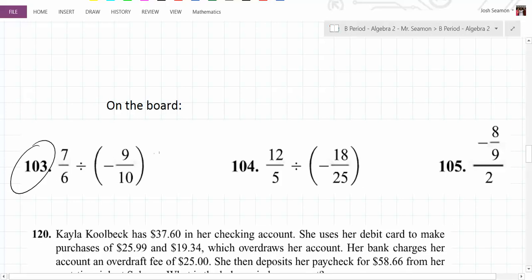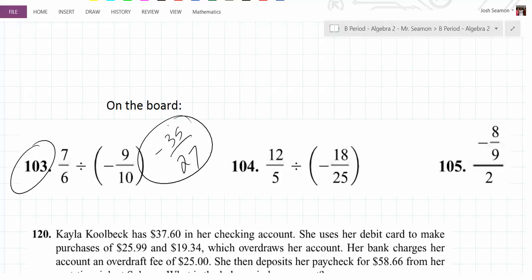I got negative 1 and 8/27. So I think that's negative 35 over 27. I love the mixed fractions. Anybody got negative 35 over 27? Anyone? No? Well, negative 1.